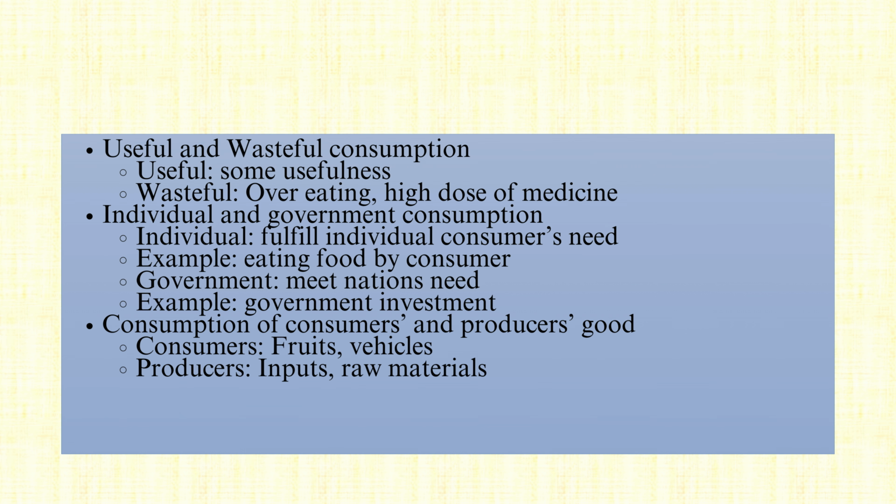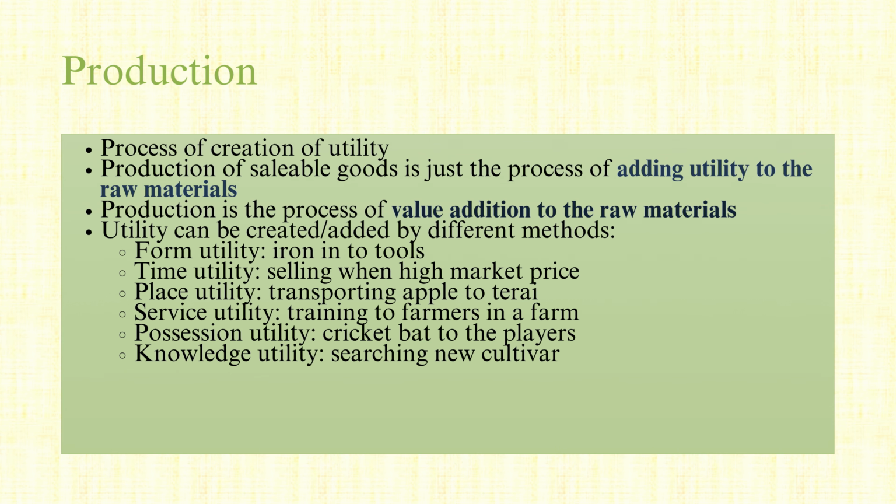Let me give you a quick example. A farmer uses fertilizers, a producer good, to grow wheat, a consumer good. The fertilizer is consumed in the production process, helping to increase the yield of wheat, which is then consumed by people as food.